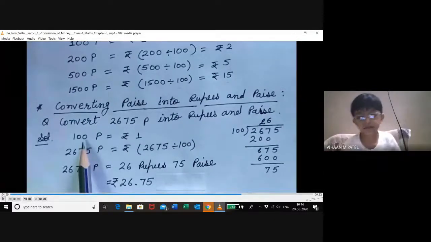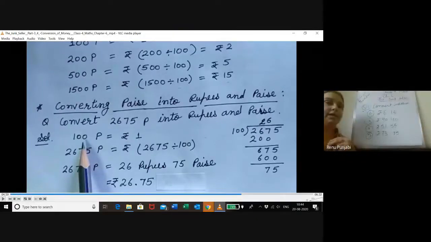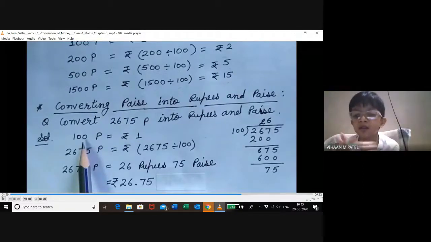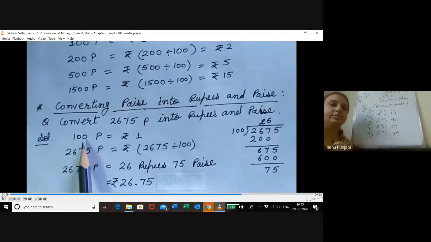Converting paisa into rupees and paisa, in that case what you will do, if it is 2,675 paisa, you have to divide it by 100. When you divide it with the long division method which is shown here on the right side, you will get some part in the quotient and some part in the remainder. Very good. So 26 which you got in the quotient will be your rupees and remainder 75 will be your paisa.